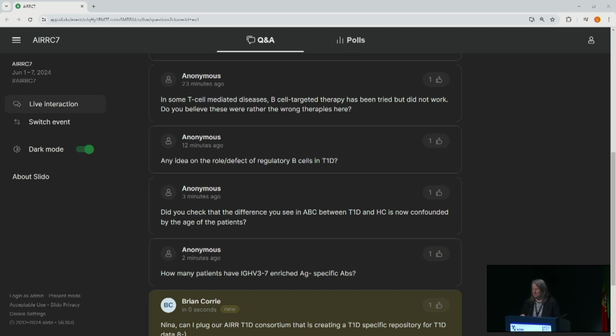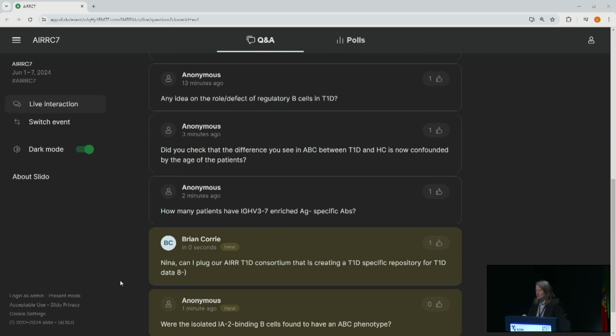And that is, is there any idea on the role or defect of regulatory B cells in type 1 diabetes? Yeah, that's a great question. We do not know much of anything about it yet.